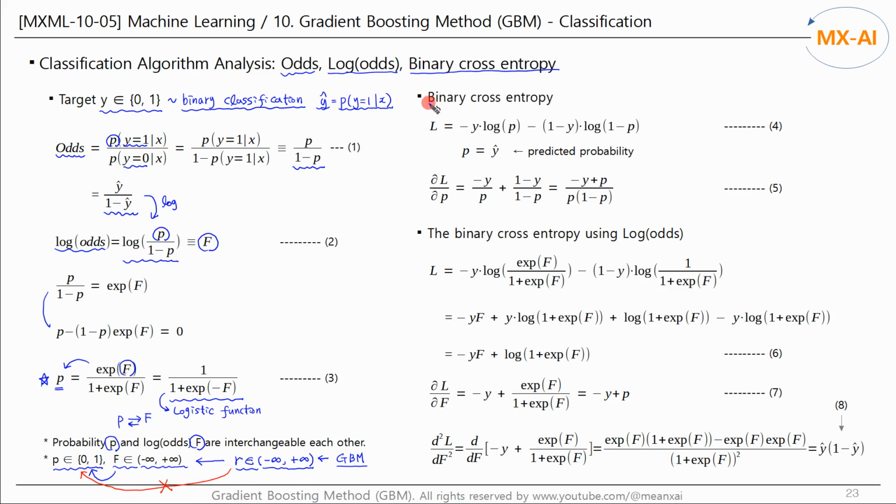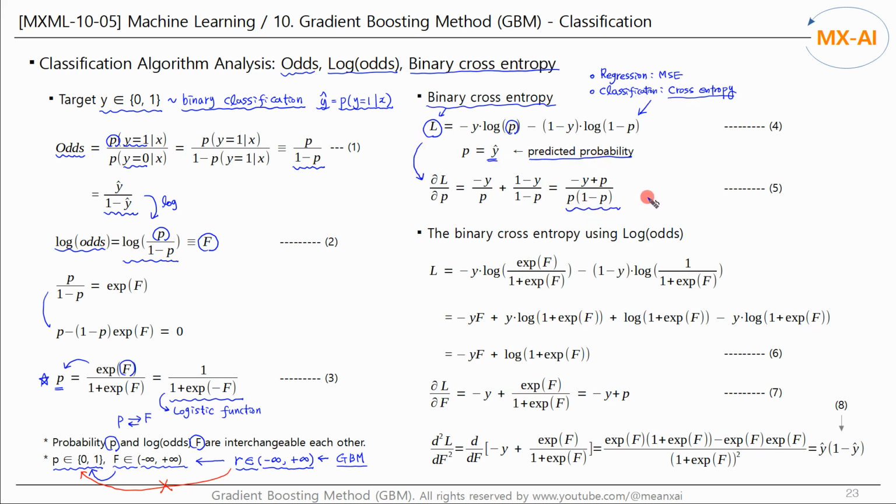Next, let's look at the binary cross-entropy formula. Regression uses mean squared error as the loss function, while classification uses cross-entropy. That is, it uses a binary cross-entropy as the loss function, where p is the estimated probability, which is the y-hat. Differentiating the loss function L with respect to the probability p is as follows.